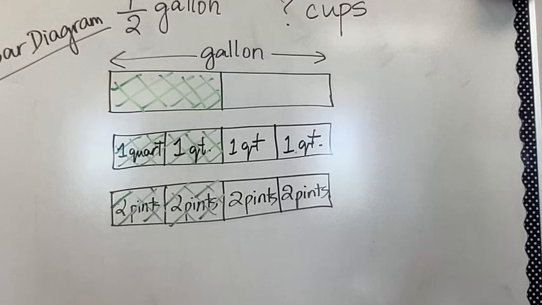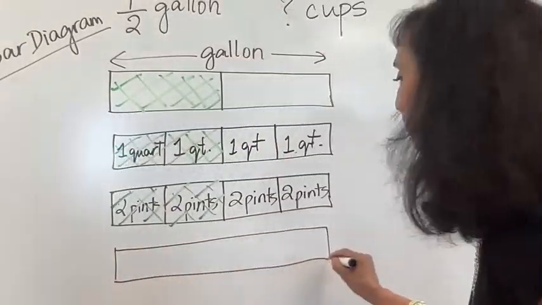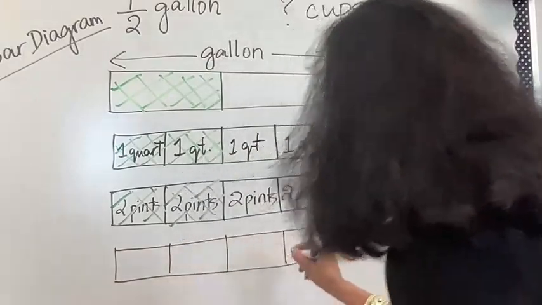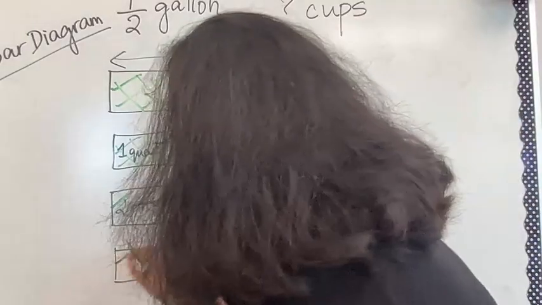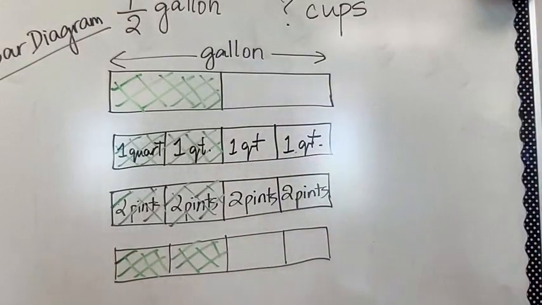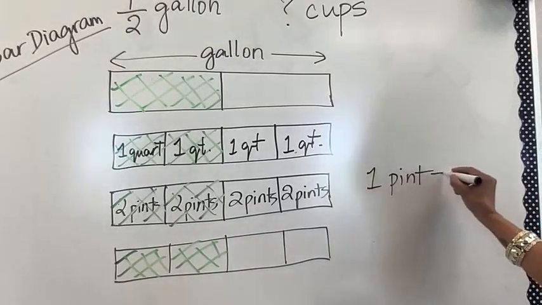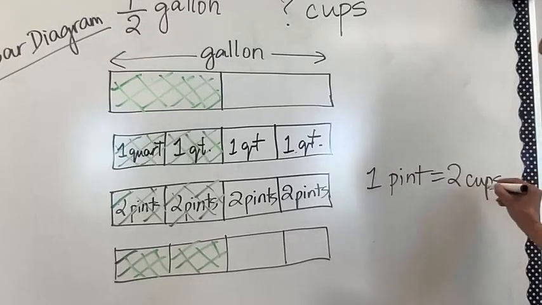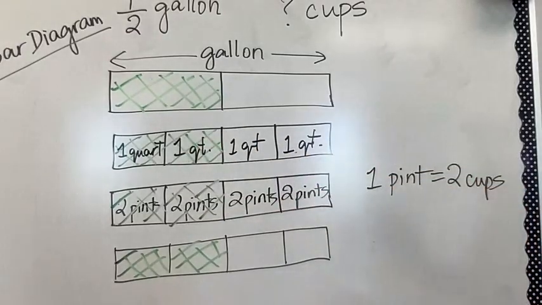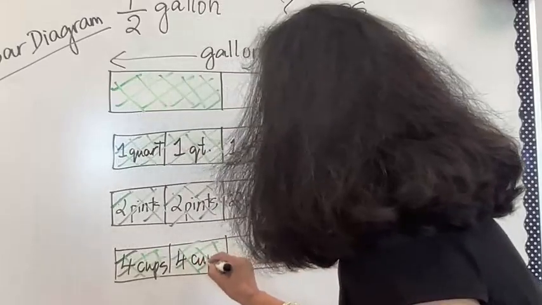So there are how many cups? For every pint, there are 2 cups, right? So if I have this much, and this is my shaded section, which is half a gallon. Okay, so what did we say? That 1 pint is equal to 2 cups. So for 2 pints, what am I going to have? I'm going to have 4 cups. So this is 4 cups.